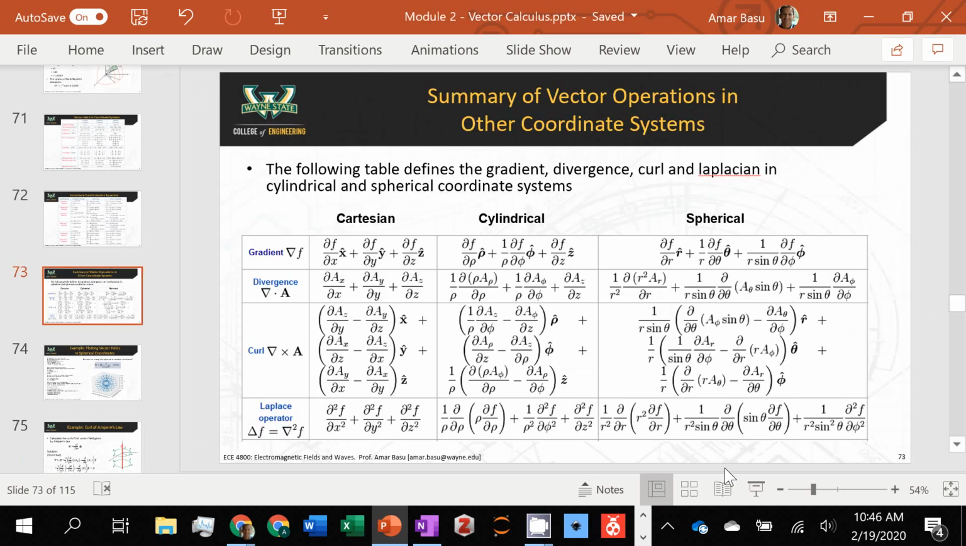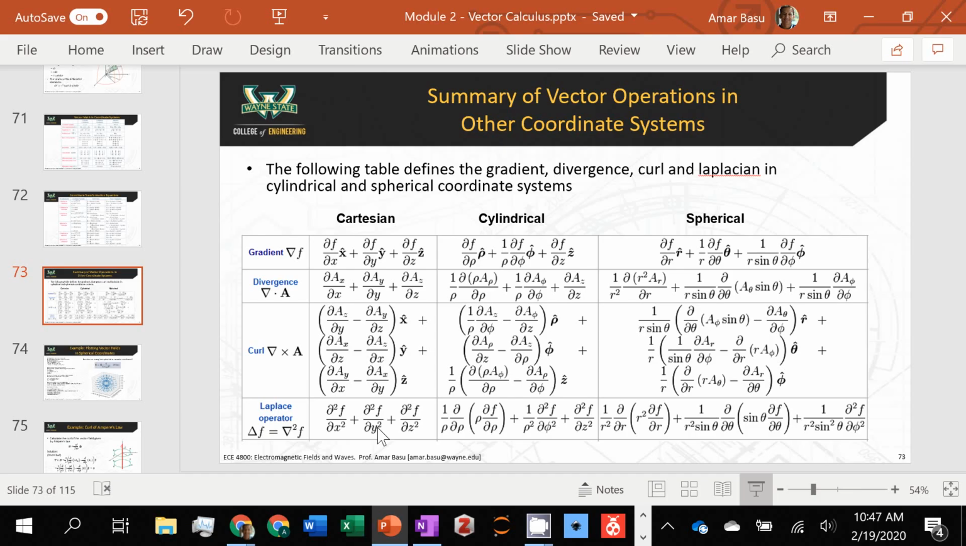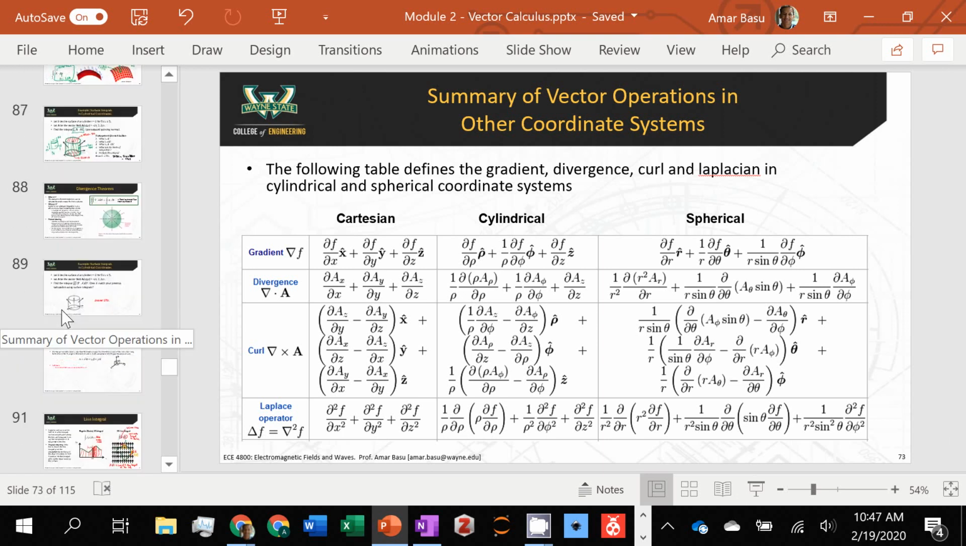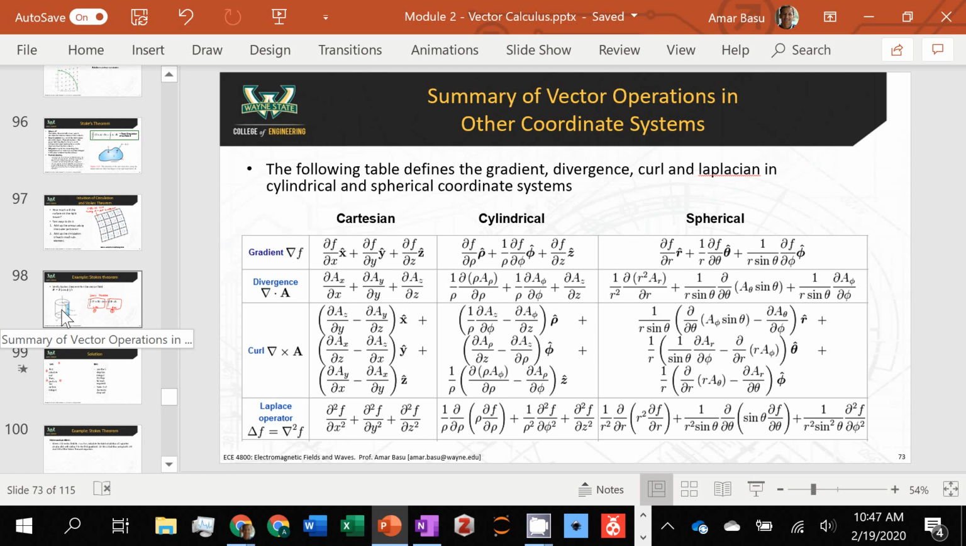This chart gives you the vector operations in other coordinate systems. We want to calculate the curl of a vector field in the cylindrical coordinate system, and so we use this set of formulas here. The best way to get familiar with it is to actually do example problems, rather than just looking at the formulas. You really need to practice a little bit on those. So that's what we're doing here.